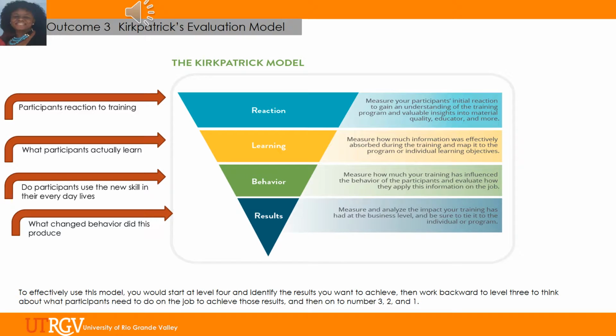Lastly, we're going to just look at the summary. To summarize the 4-level model itself, remembering that our results level targets and analyzes the impacts of the training. Our behavior level measures how much the training has influenced participants. Our learning level determines what participants learn. And finally, our reaction level targets the participants' reaction to the training.